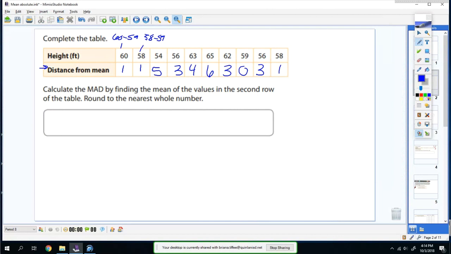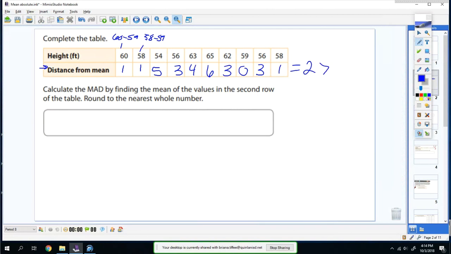So this is what I would call my difference. What I would do is add these up again and find the mean. So you do 1 plus 5 plus 3 plus 4 plus 6 plus 3 plus 0 plus 3 plus 1. And you would divide, so then you get 27.